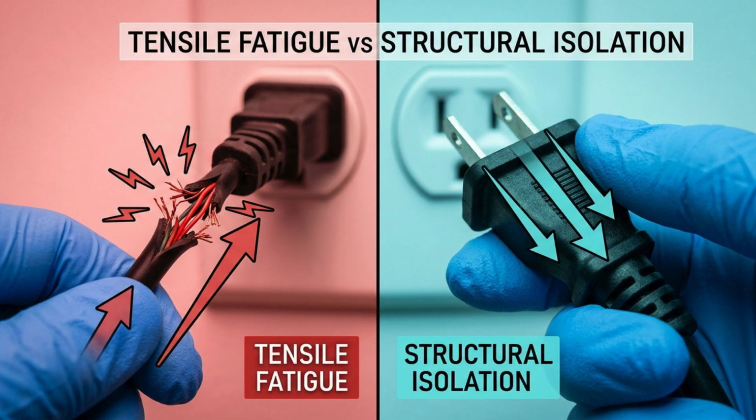Tensile metal fatigue, structural housing grip. Yanking a plug by the wire applies massive tensile stress directly to the fragile internal copper strands, inducing microscopic metal fatigue and snapping the connection. You must pull the hard plastic housing, utilizing the molded polymer to mathematically isolate the kinetic force from the wire.